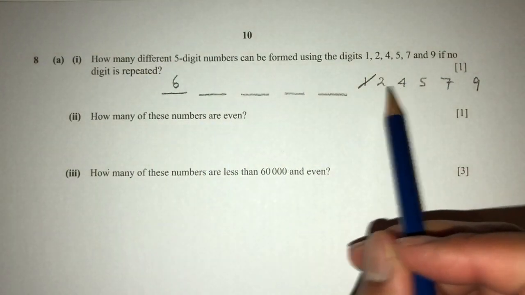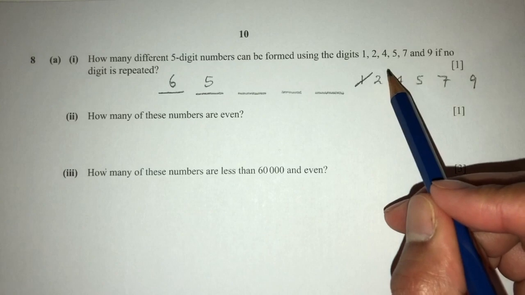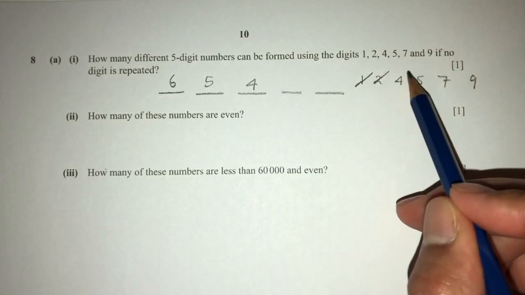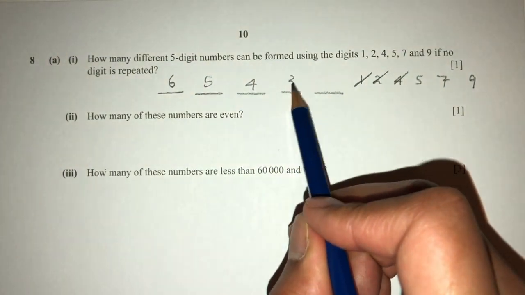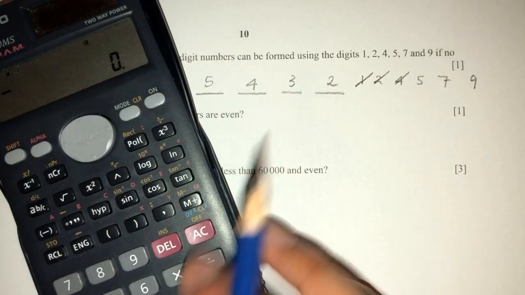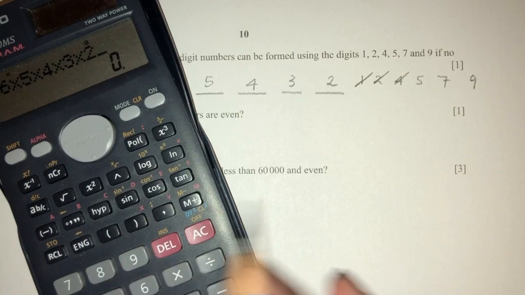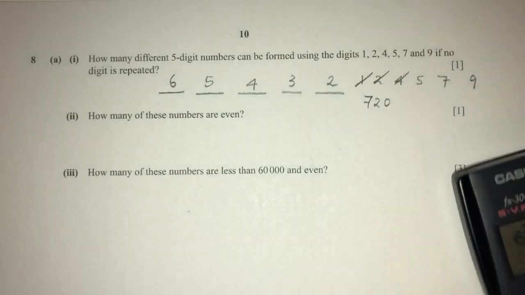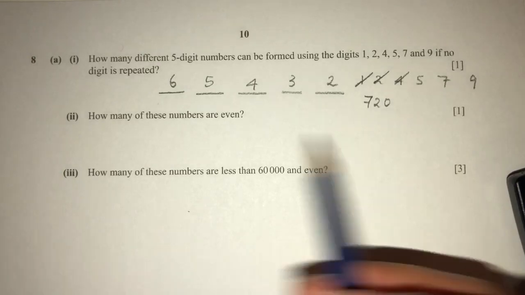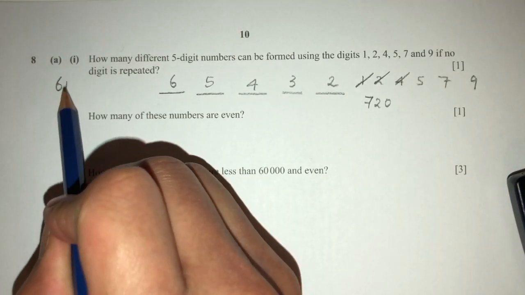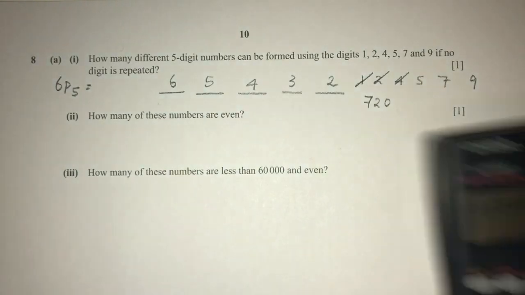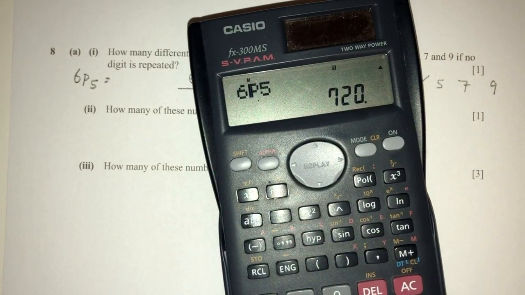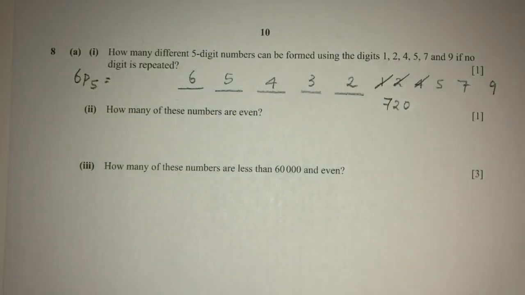Then for this one I have 5 choices. Let's say I choose this one. Then I have 4 choices. Let's say I choose this one, 3 choices and 2 choices. So 6 times 5 times 4 times 3 times 2. That will be 720. Now if you guys want to use formula directly, that is okay as well. We have 6, we have to permutate 5. So 6P5, that will be 720 as well. So same answer for part 1.